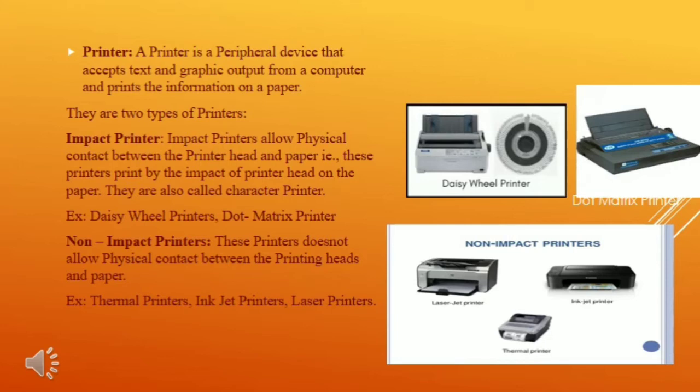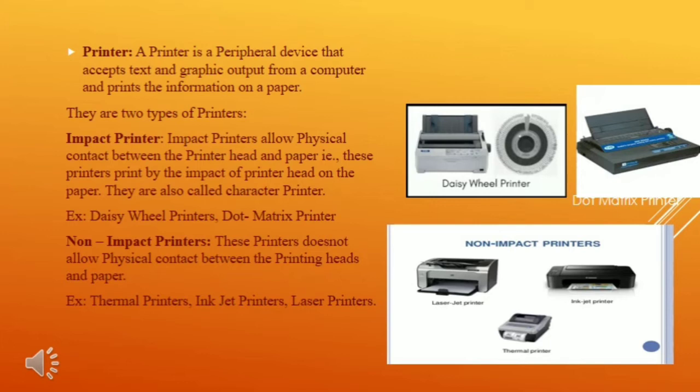Dot matrix printer. A dot matrix printer is a popular computer printer that prints text and graphics on the paper by using tiny dots to form the desired shapes. Its speed is about 50 to 500 characters per second, as per the quality of printing desired.